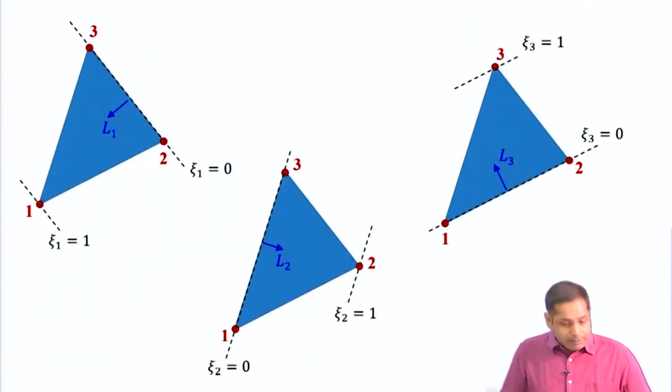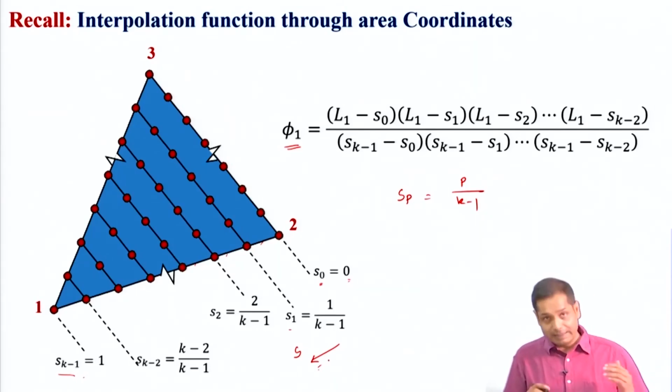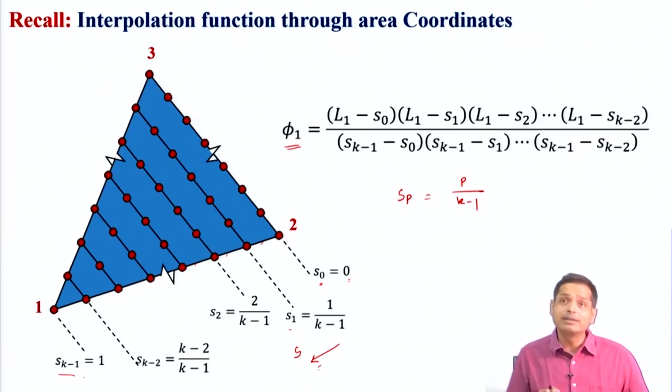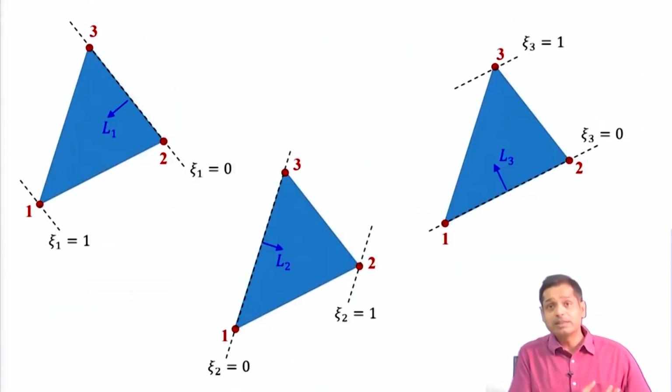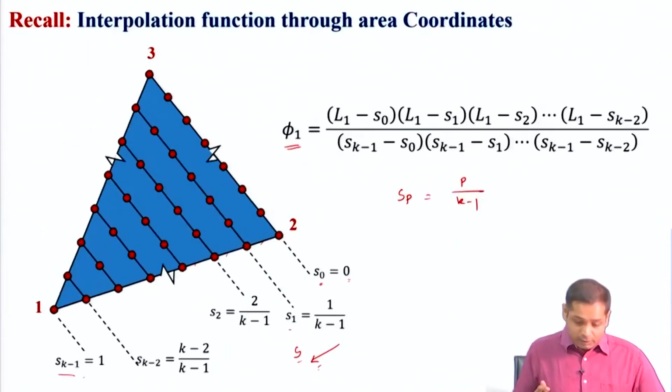Now we have to construct a similar local coordinate system S in the direction for L1, and again a similar local coordinate system for L2 and L3 as well. So instead of taking the symbol S for all the directions, let us use the conventional notation we have already used in the case of quadrilateral elements, that is in terms of xi1, xi2, xi3 and so on. So it is very similar.